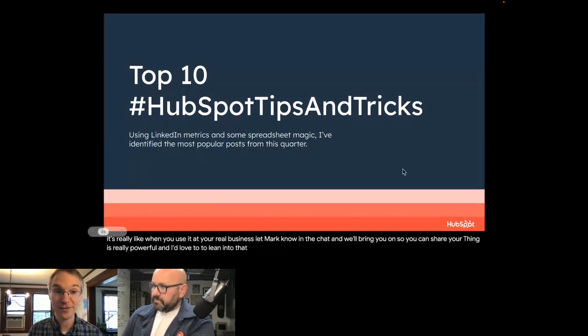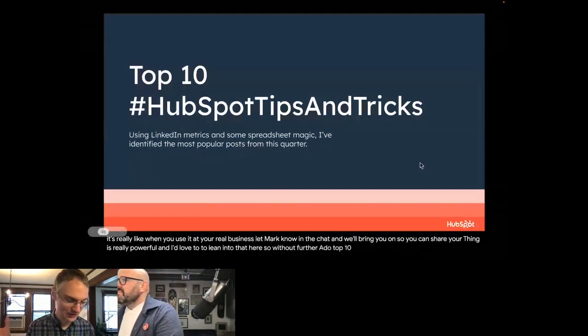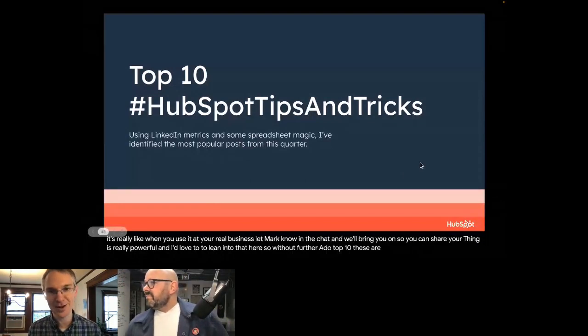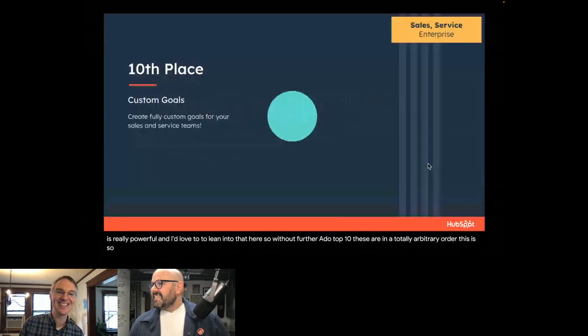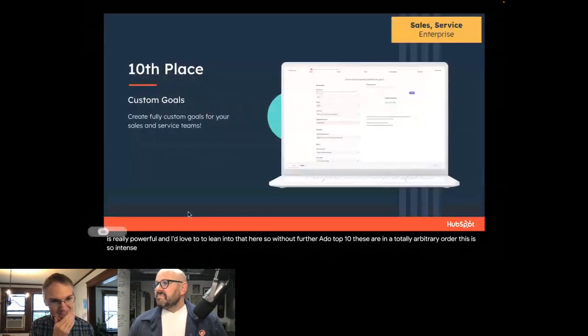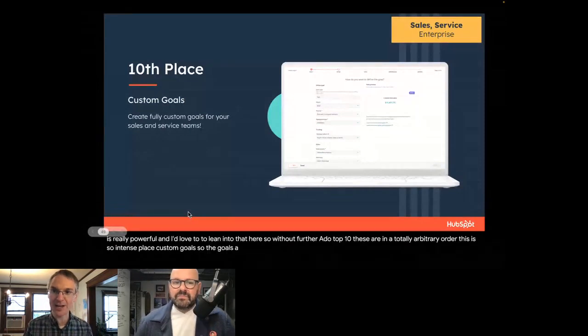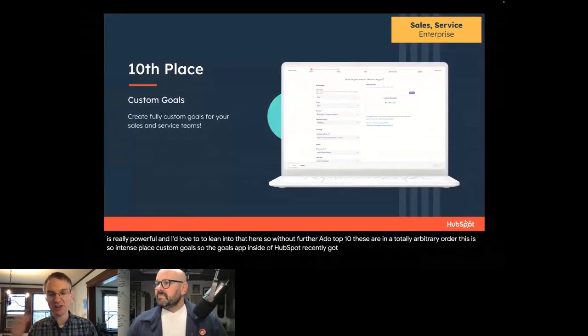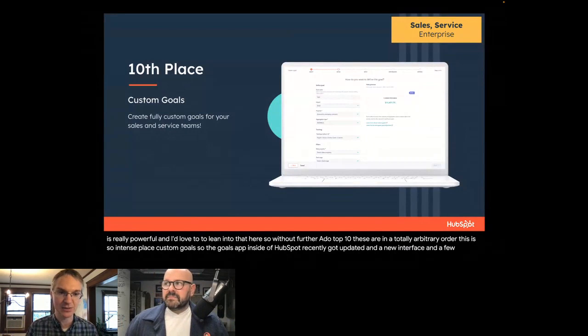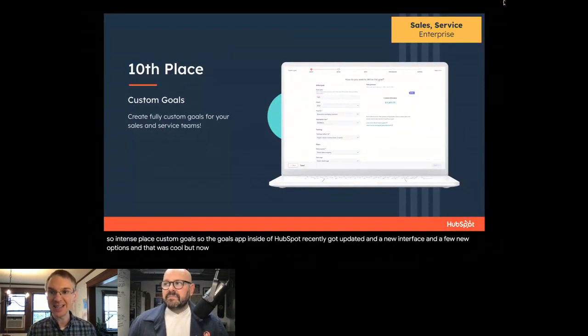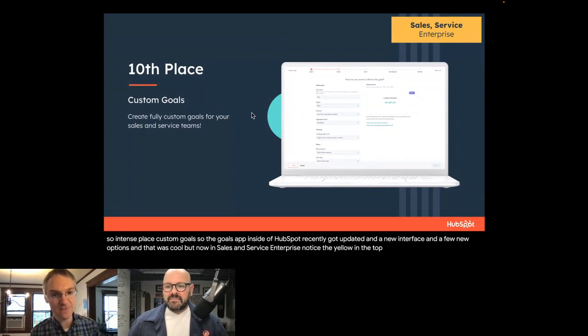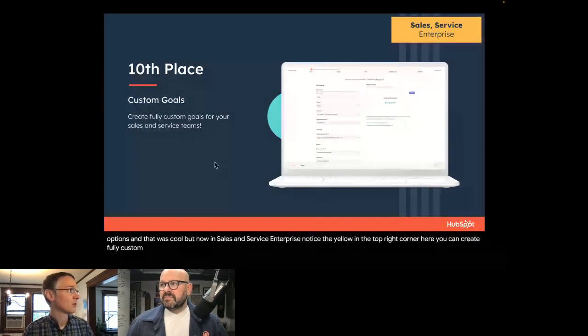So without further ado, top 10, these are in a totally arbitrary order. So in 10th place, custom goals. So the goals app inside of HubSpot recently got updated with a new interface and a few new options, and that was cool. But now in Sales and Service Enterprise, notice the yellow in the top right corner here, you can create fully custom goals for your sales and services team.